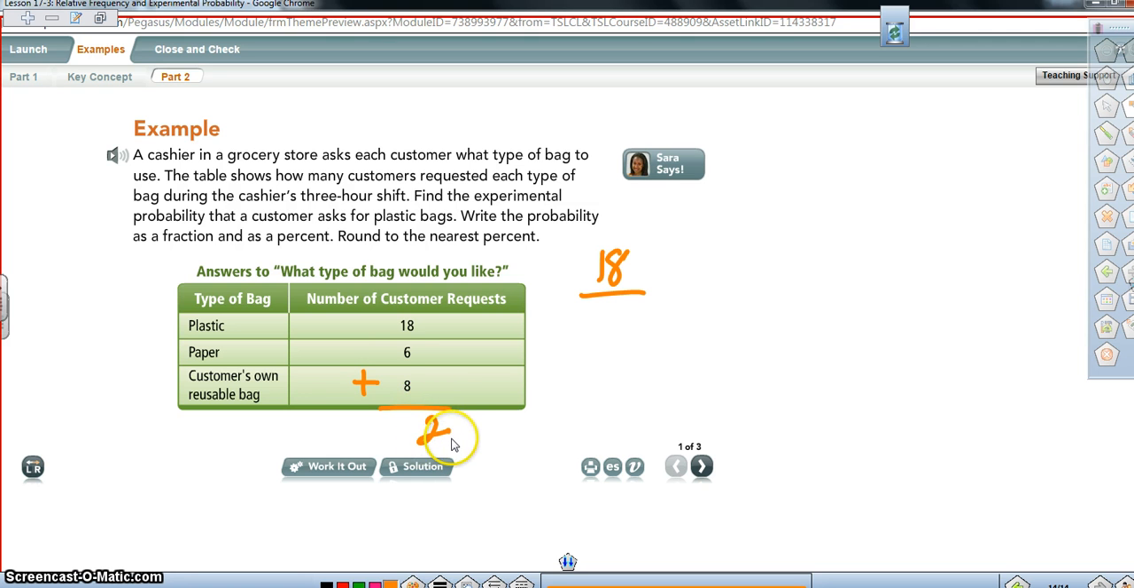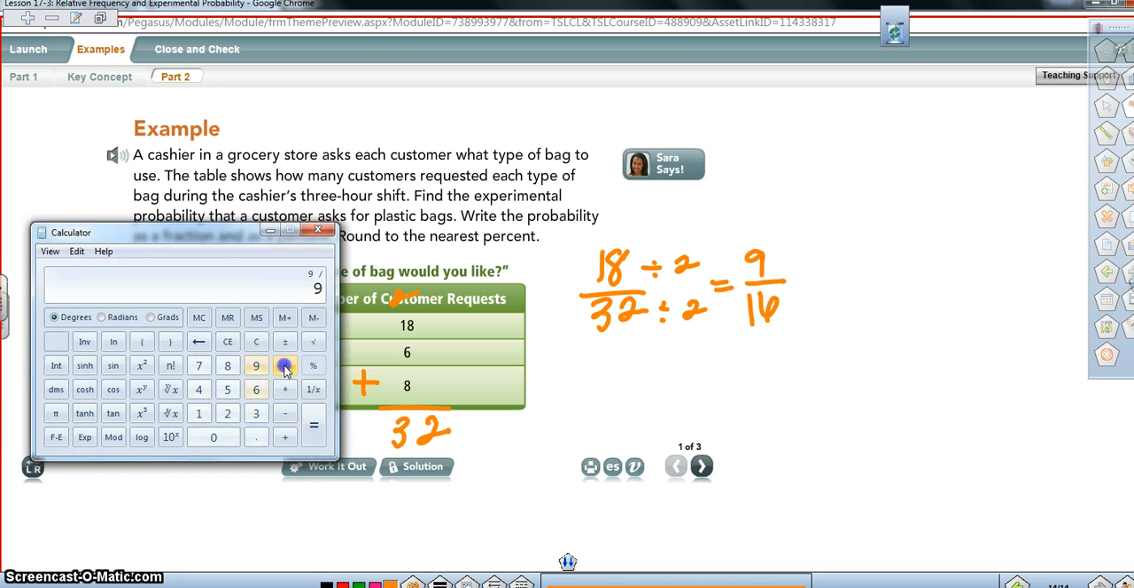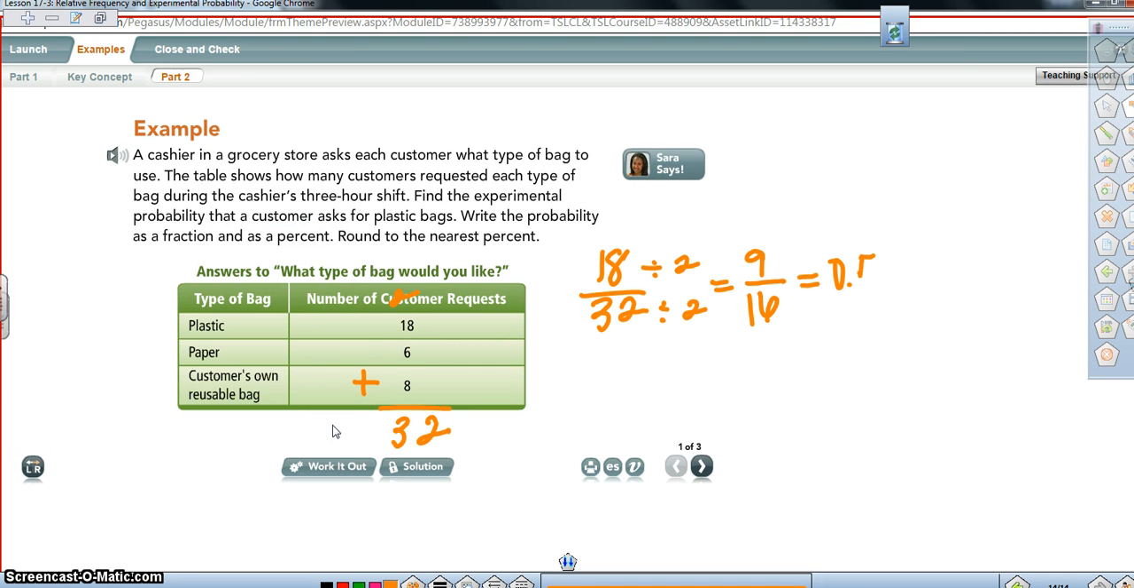14. It looks like 32 total trials. If we write a fraction, we will always want to reduce it. So we could reduce by 2. And we can write it as a decimal. And as a percent. If we round to the nearest percent, we'd say this is 56%.